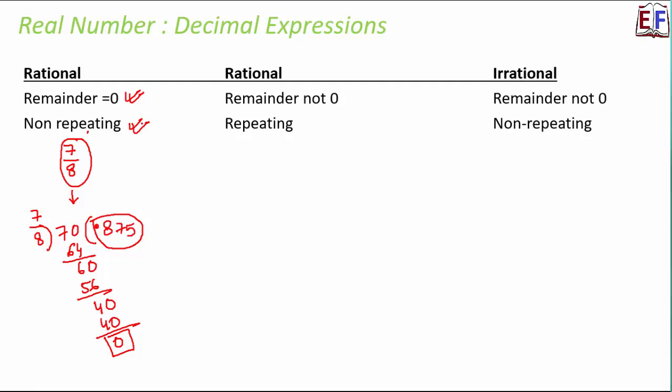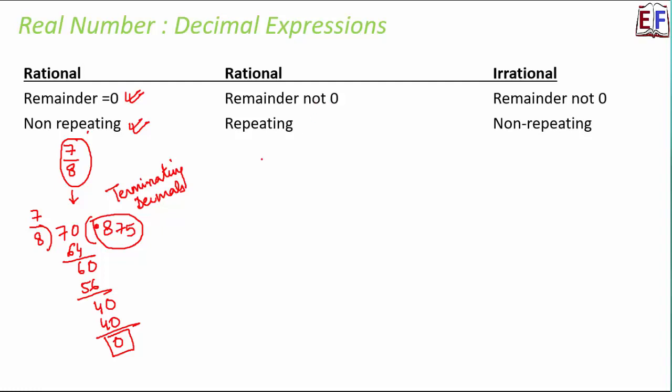So for a rational number, one possibility could be that the remainder is 0. And if the remainder is 0, in that case, the decimal expression will be non-repeating. So you will just have a terminating decimal. This is what we call a terminating decimal. That means it ends, it terminates.